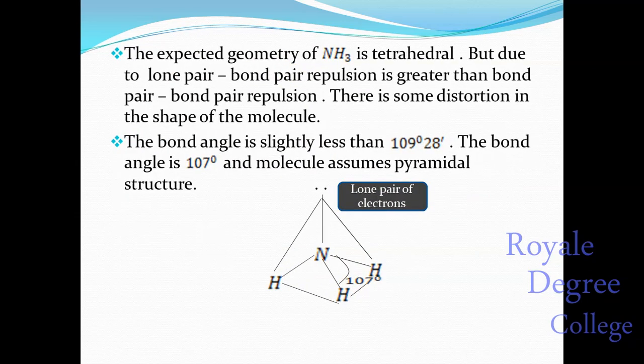So the expected geometry of ammonia is tetrahedral, but due to lone pair bond pair repulsion is greater than bond pair bond pair repulsion, there is some distortion in the shape of the molecule. The bond angle is slightly less than 109 degree 28 minute. So the bond angle in case of ammonia is 107 degree, and molecule assumes pyramidal structure. Here you can see the structure.